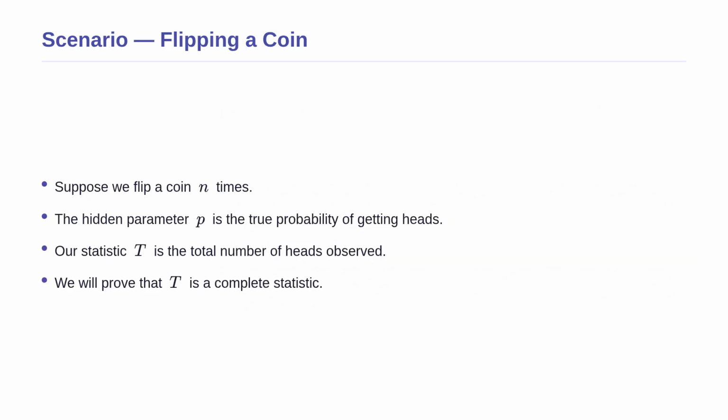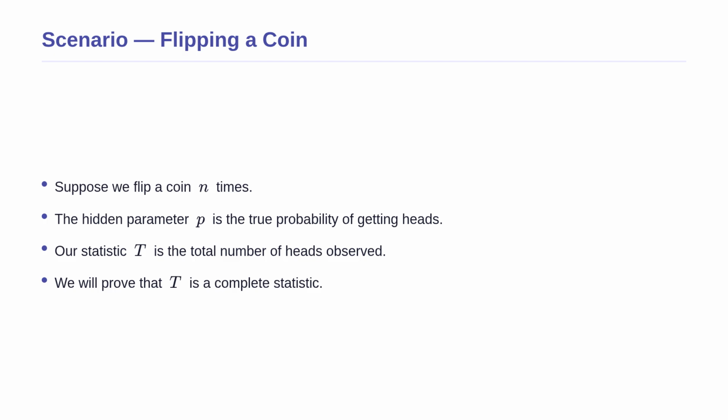Before we move on to the mathematical proof, let us set up a concrete scenario. We are going to look at a classic example involving flipping a coin. Suppose we flip a coin n times. The true probability of getting heads on any single flip is our hidden parameter, which we will call p. We do not know p, but we want to estimate it. Let our statistic, T, be the total number of heads we actually observe in those n flips. Our goal now is to prove mathematically that this total number of heads T is a complete statistic.